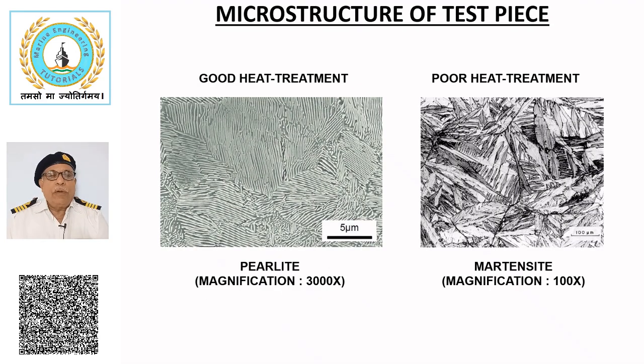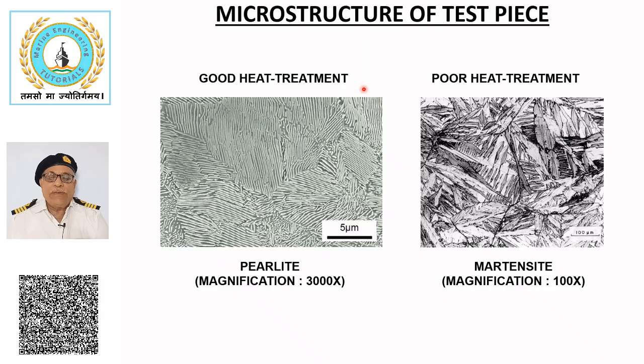Microstructure of test piece. Microstructure of the test piece indicates the quality of heat treatment. These pictures show microstructure of pearlite and martensite. Pearlite is a desirable microstructure, whereas martensite is undesirable due to poor heat treatment.